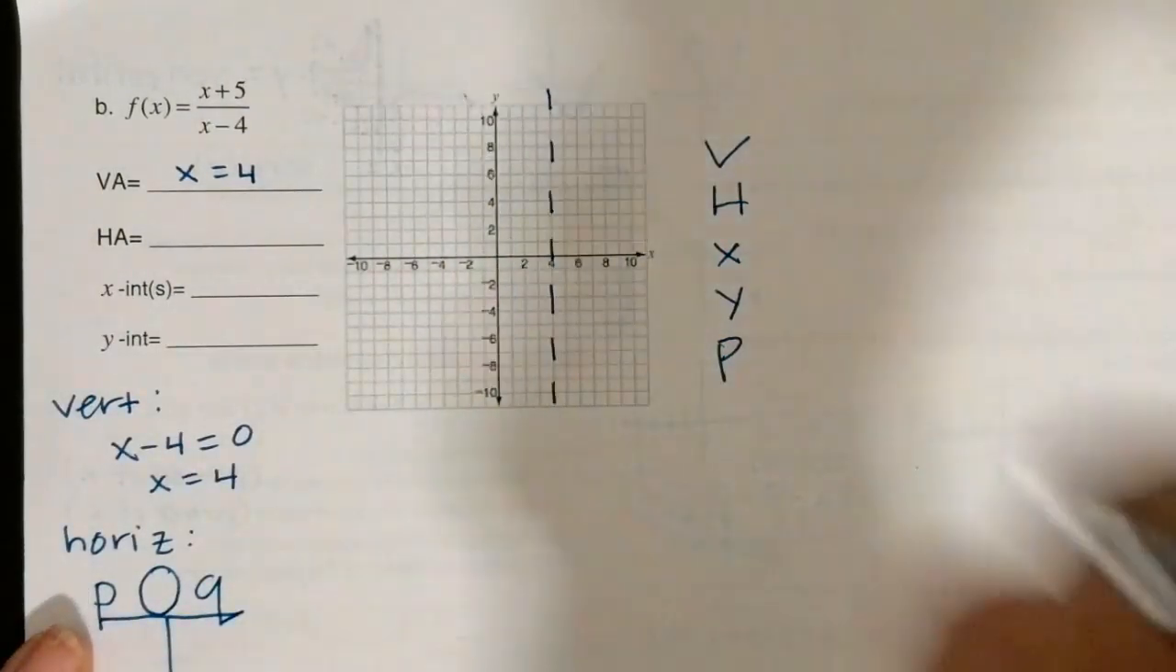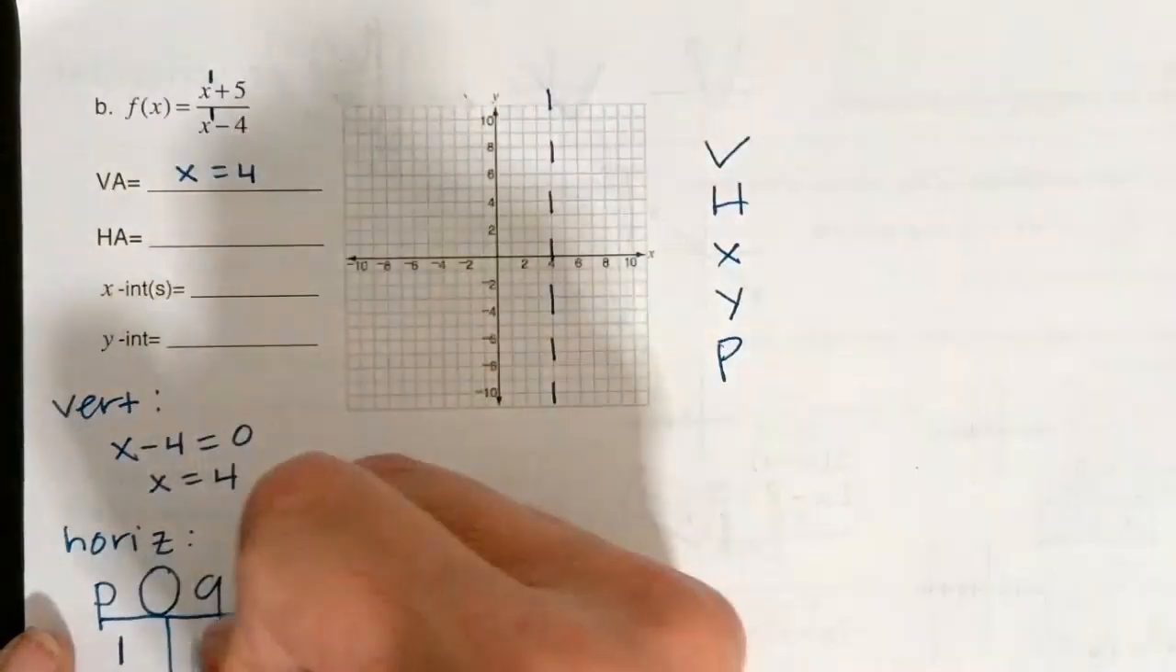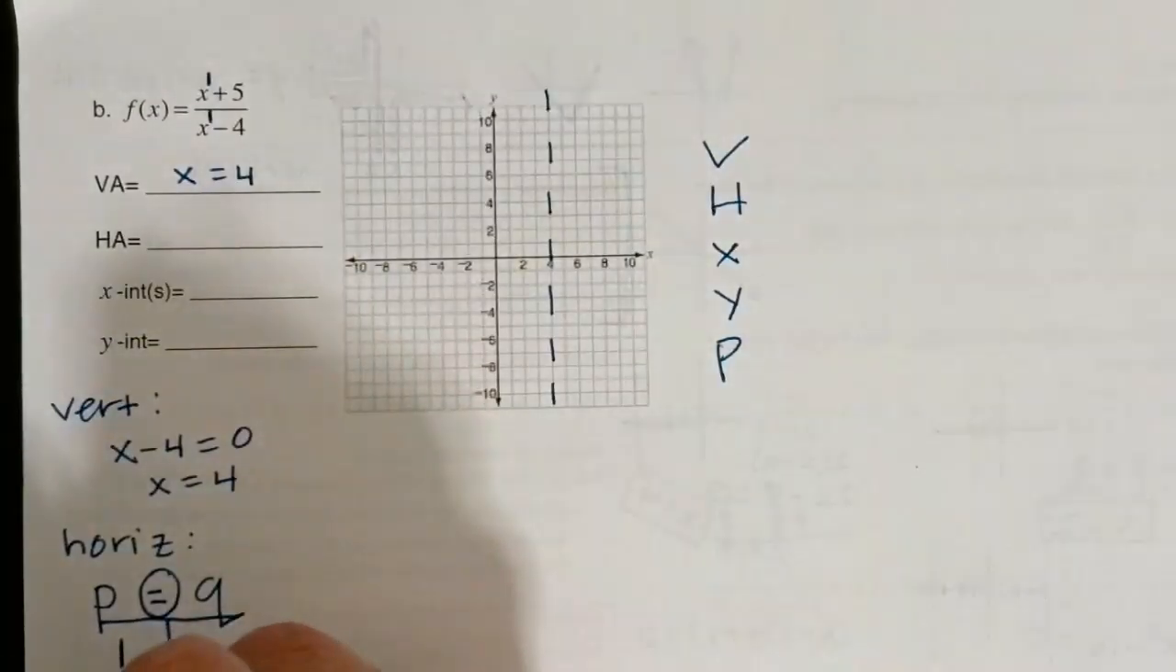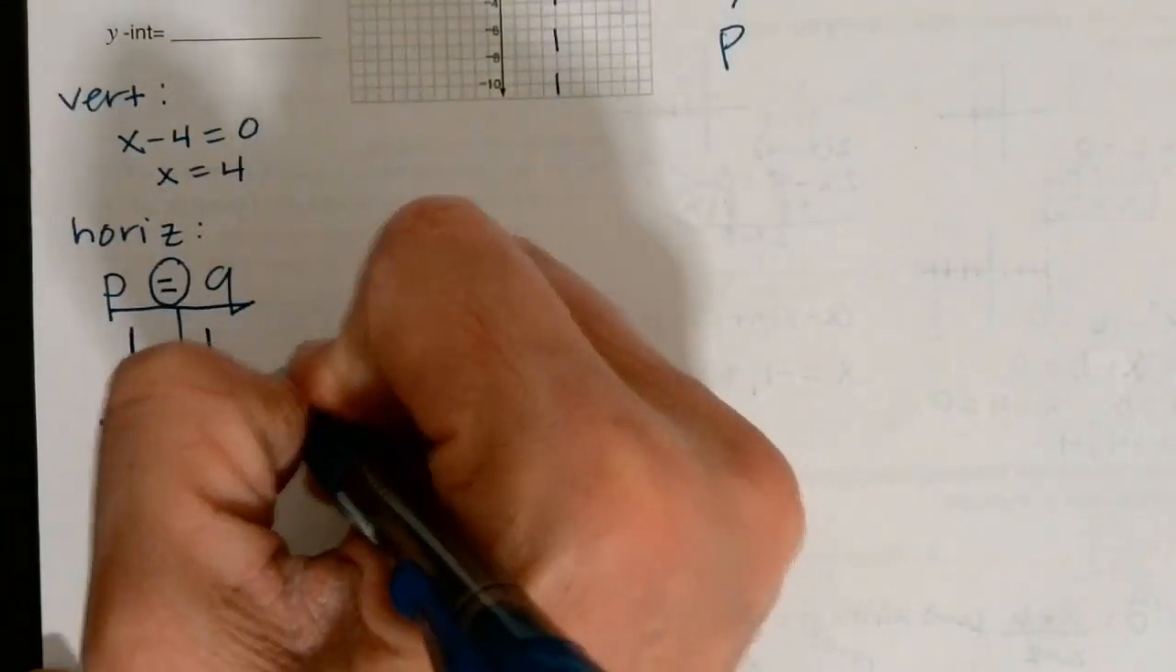P stands for power. The power in the numerator is 1. The power in the denominator is 1. Those are equal. So therefore, this is the symbol for therefore in math. It's 3 dots in a triangle. So instead of having to write the word therefore, you can just do that. We get y equals a over b. So that's the coefficients that went with those powers.